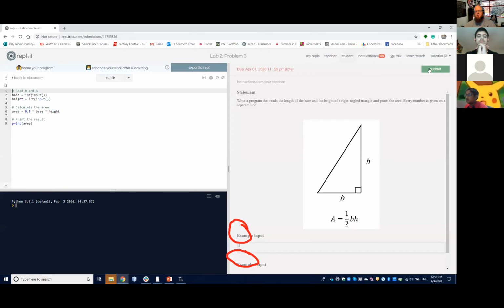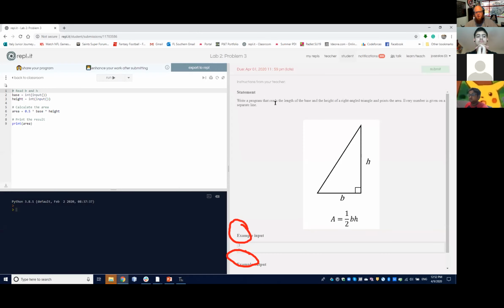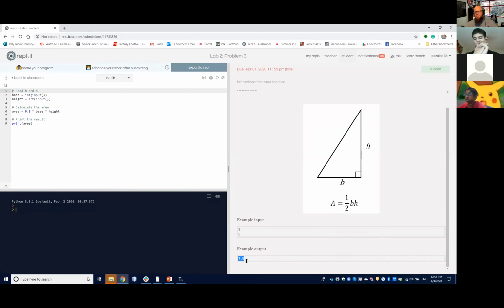If you get silly errors, just hit refresh. And then I submit, and it says it worked perfectly. So I want to clarify for everyone, if we show you this example input and output over here, and there's no prompting, if it just says, here's your input, 3 and 5, and your output is just 7.5, that's all you do. You're not putting anything else.